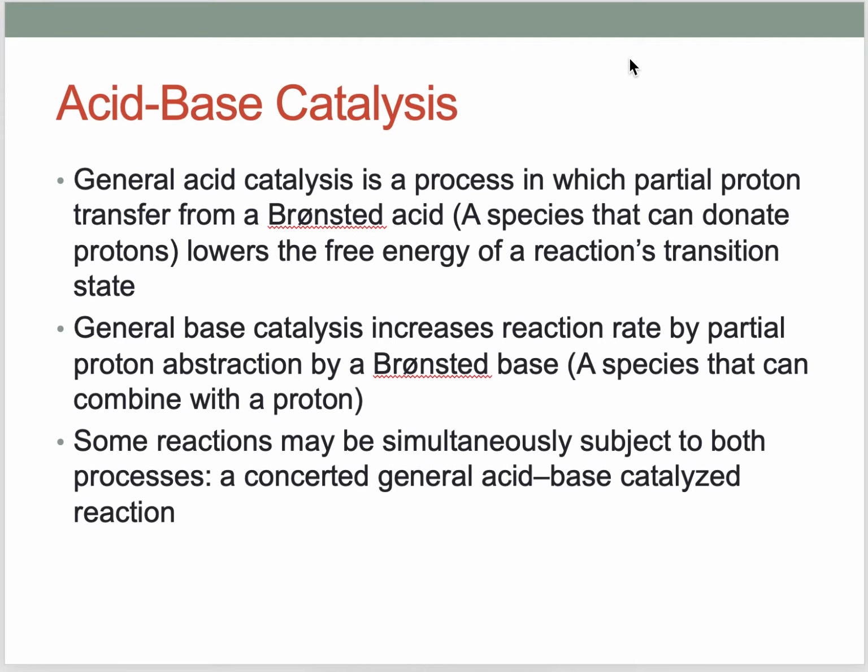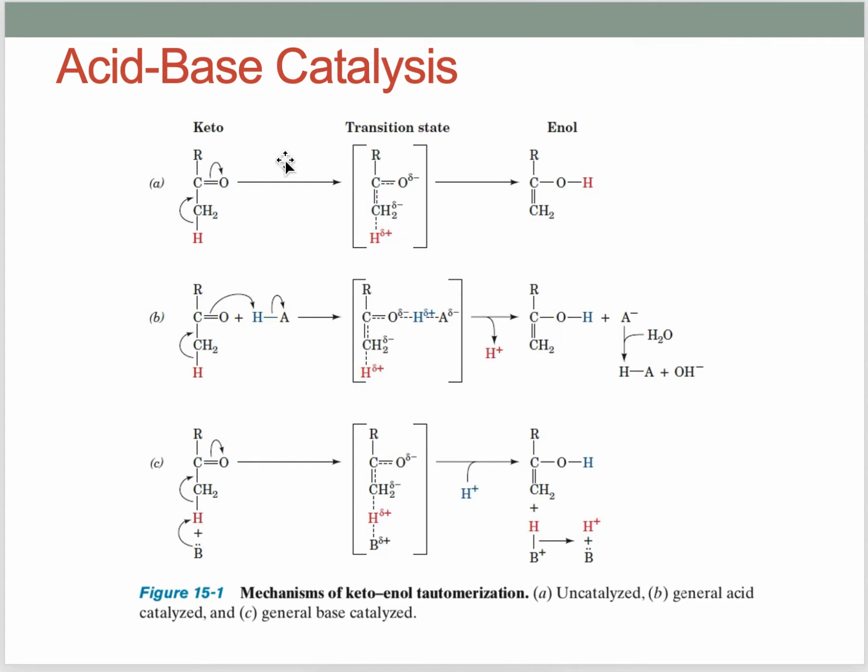So, in general, we can say that in acid-base catalysis, the enzyme acts like an acid or base. If the enzyme acts like an acid, that means it donates a proton, and that is called acid catalysis. Or if the enzyme acts like a base, that is it abstracts a proton, it is called general base catalysis. So if you see the example, this reaction, keto to enol. Enol is produced from keto.